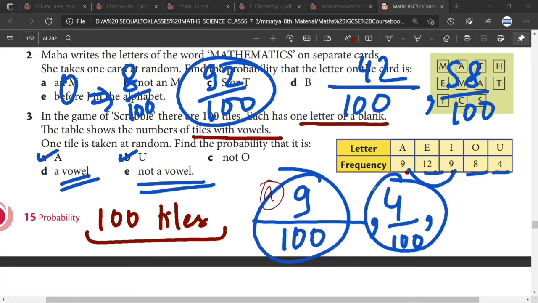This would be the answer for B part. This would be for C. This would be for D, and this would be for E. Any doubt till here? No doubt.